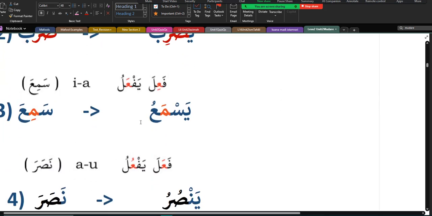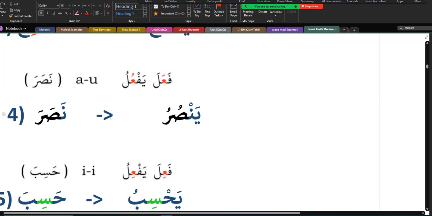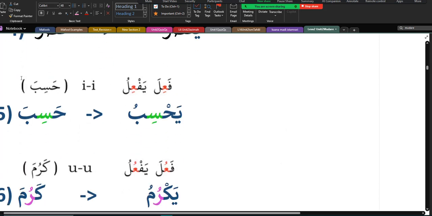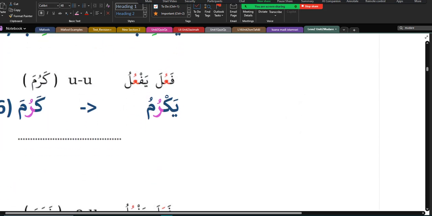Sami'a yasma'u belongs to bab sami'a. Nasara yansuru belongs to bab nasara. Hasiba yahsibu belongs to bab hasiba. Karuma yakrumu belongs to bab karuma.